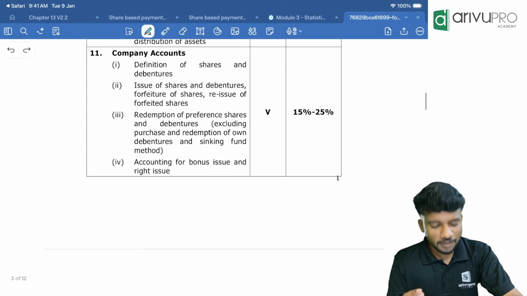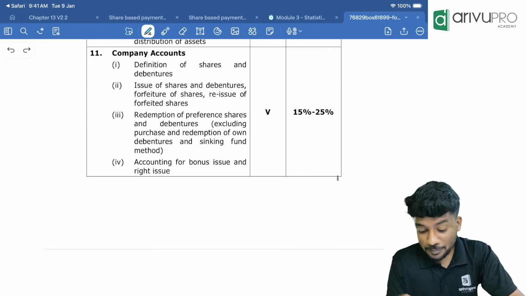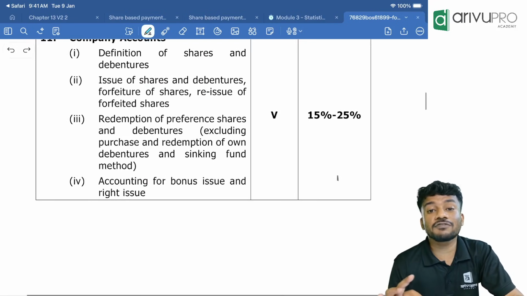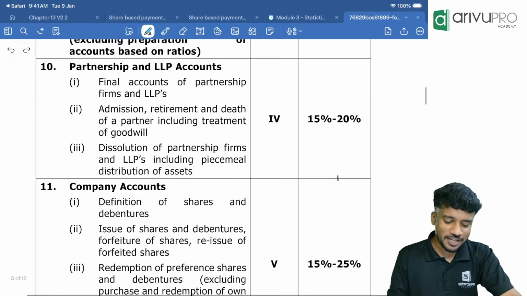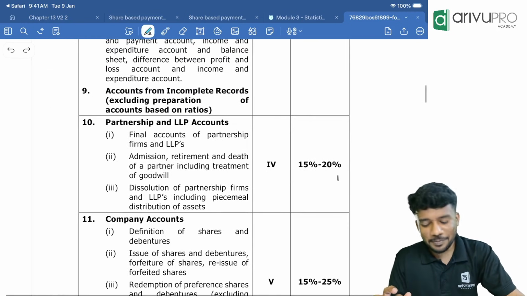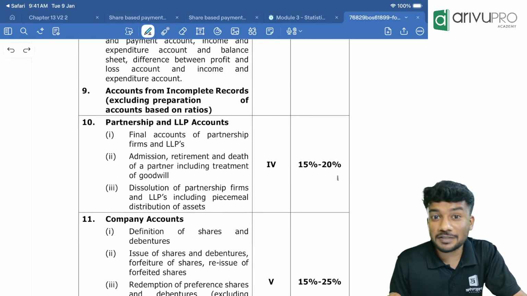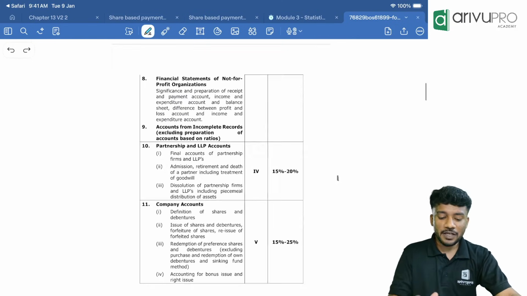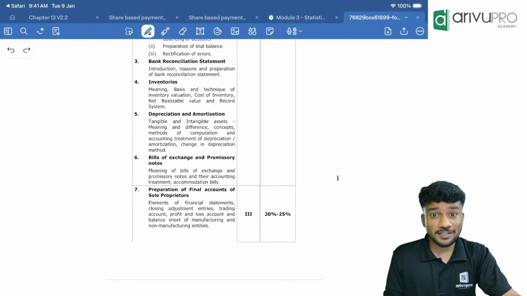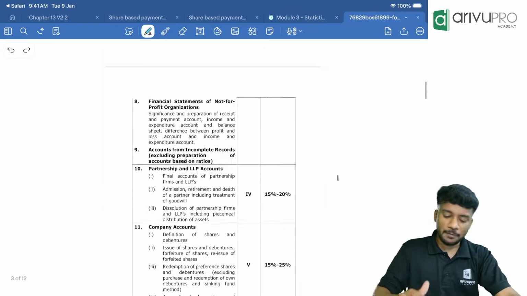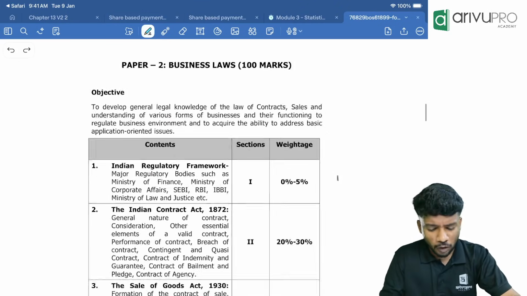If you ask me, the company accounts 11th chapter will give you, no matter what, 15 to 25 marks. So it's a high weightage chapter if you ask me. Then partnership and LLP will give you up to 20 marks, another high weightage chapter. Now I think you got the idea how the weightage is there for the accounting subject. Now coming to the next one, that is your law.